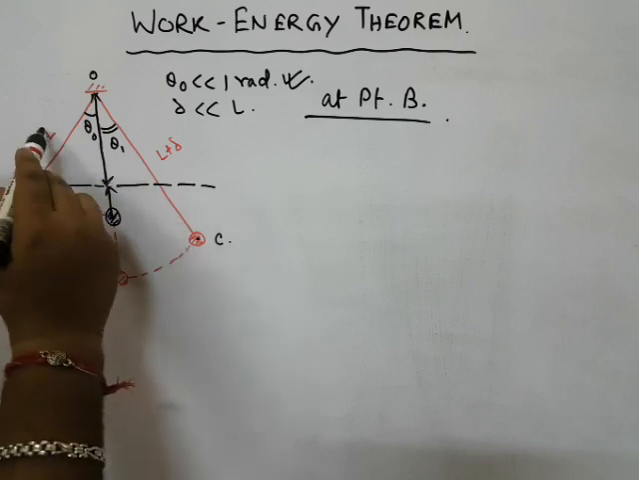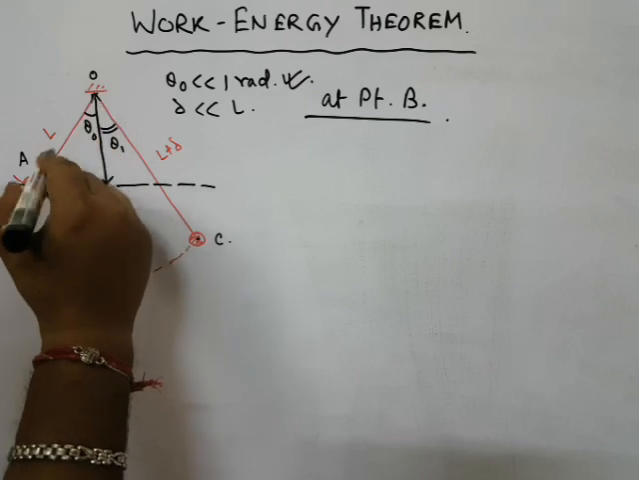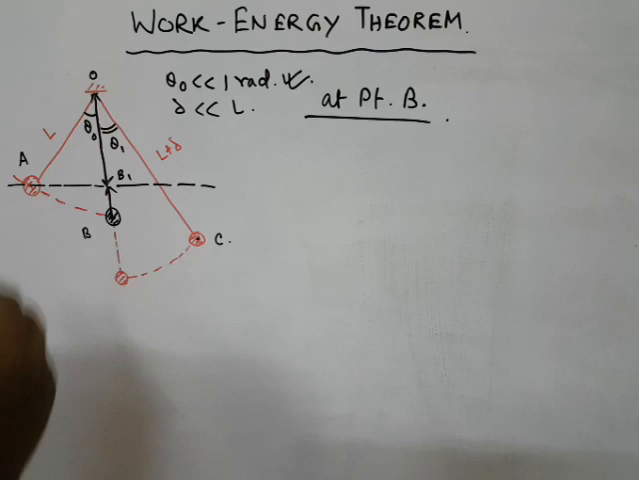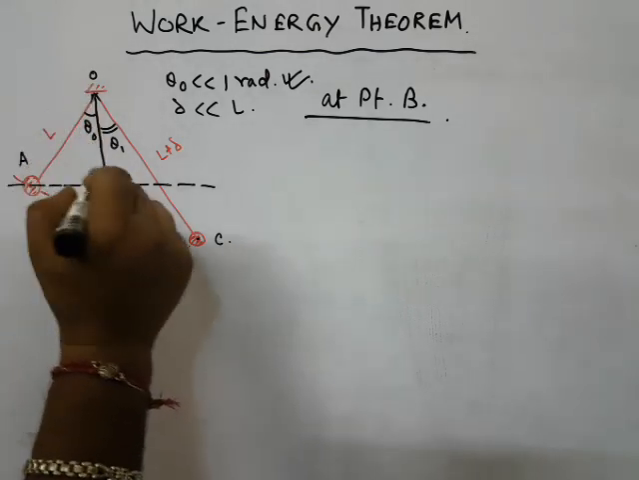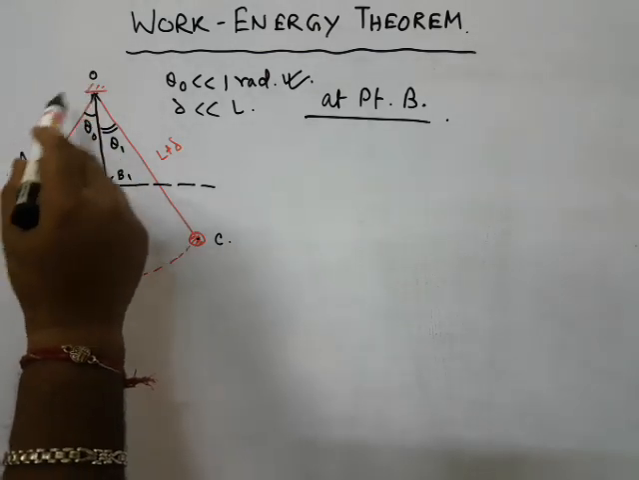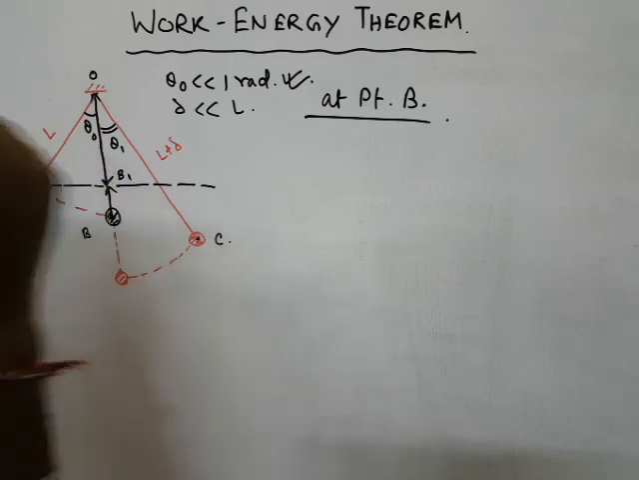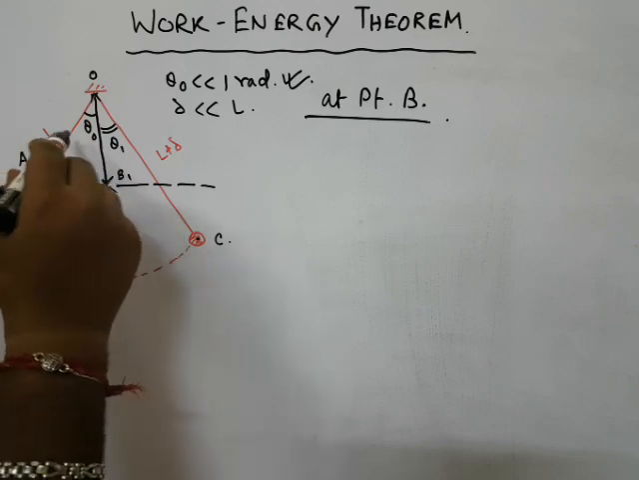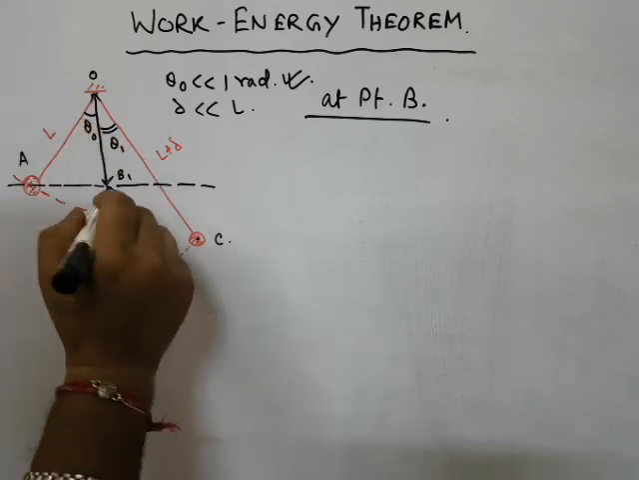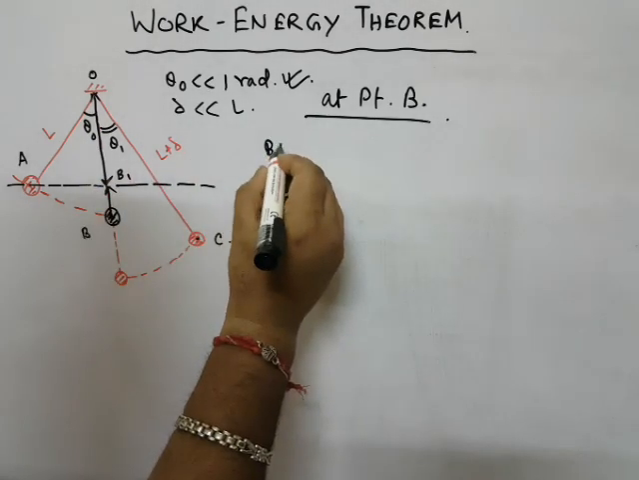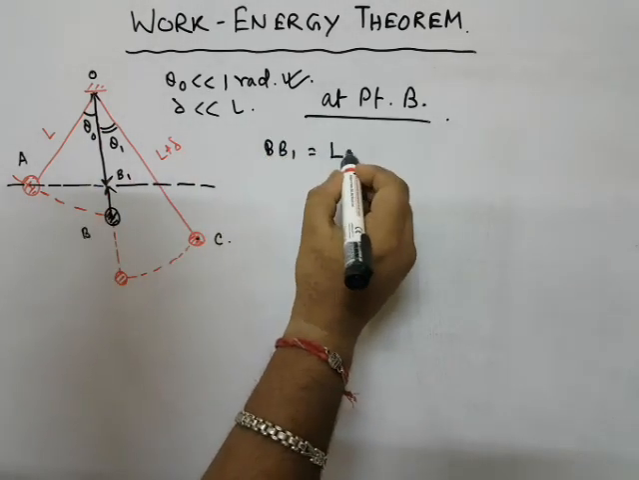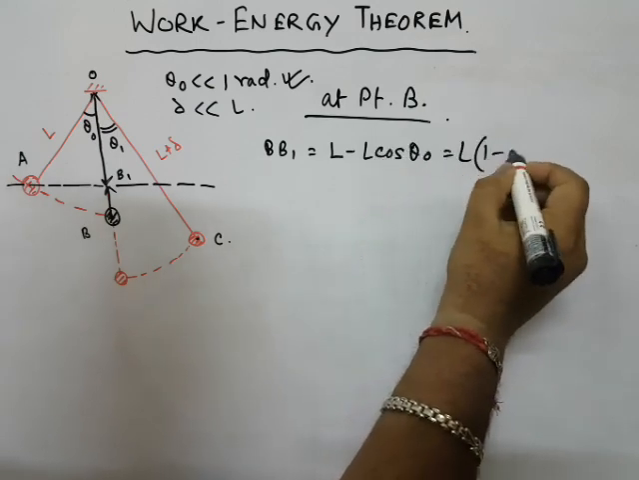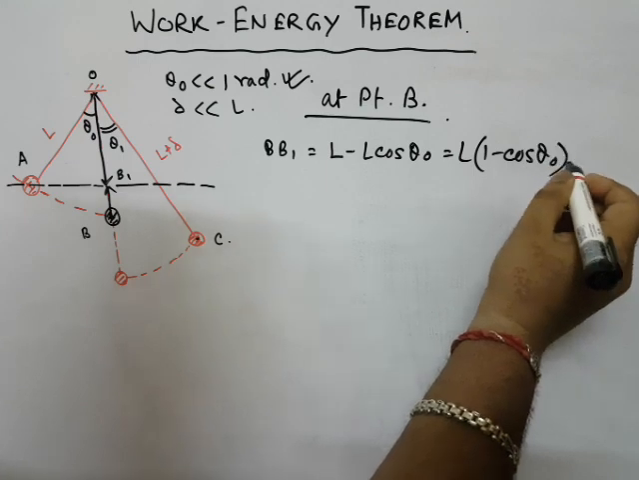What will be this distance? This is L. If we consider this right angle triangle, let's name it B1. In the triangle OAB1, OA is the hypotenuse, which is L. OB1 is the base, so it will be L cos theta naught. And BB1 will be L minus L cos theta naught, so it will be L into 1 minus cos theta naught.